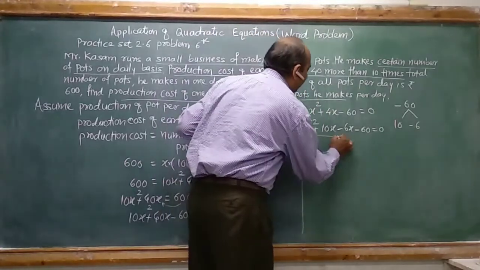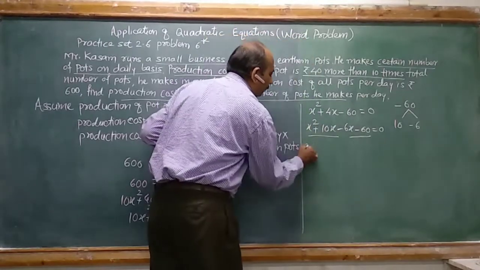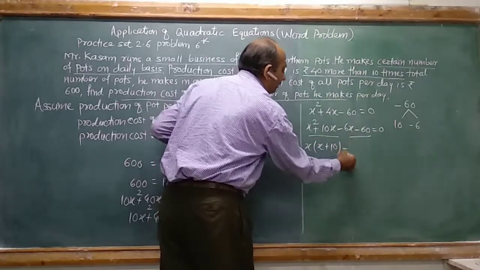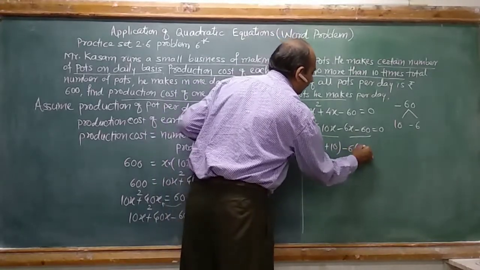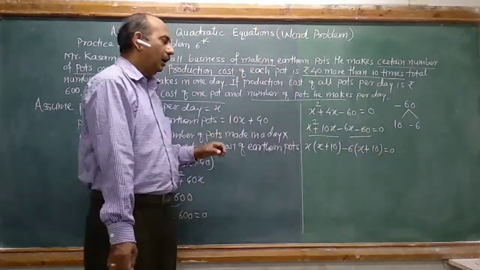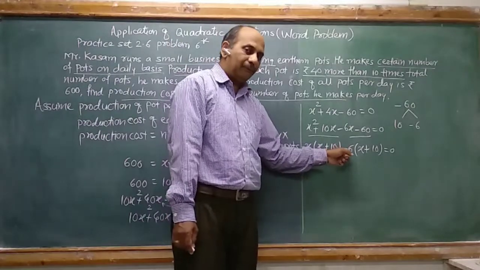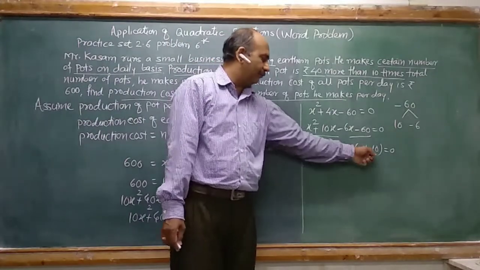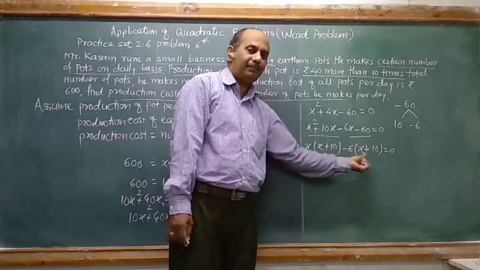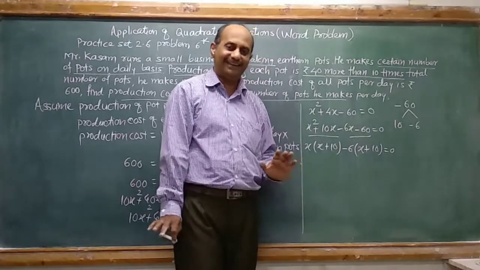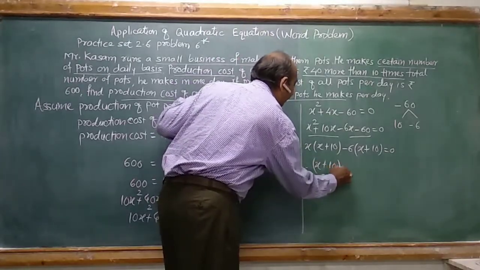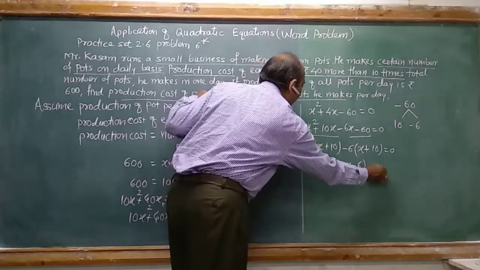So here make the pairing of these two. From here you will get x common, so x into x plus 10, and here minus 6 is common, so you will get x plus 10 is equal to 0. Now see here, I have removed the minus sign outside the bracket, therefore this sign will be changed. So here we are getting the same bracket, therefore our factors are correct. Okay. So x plus 10 and x minus 6 is equal to 0.